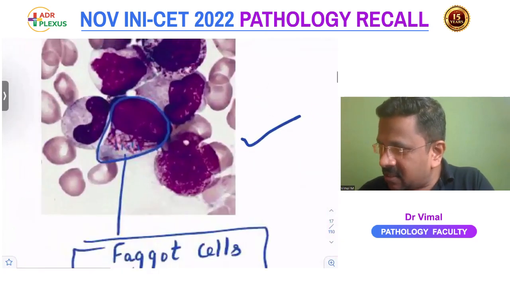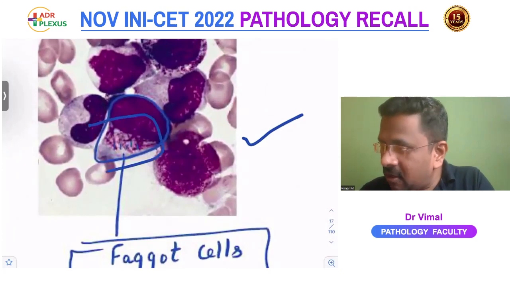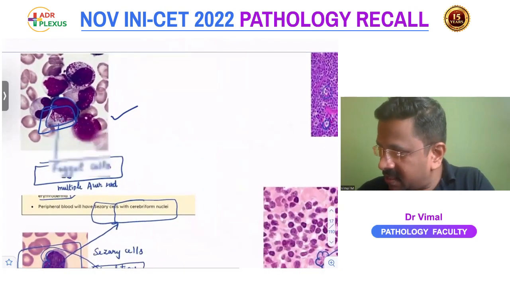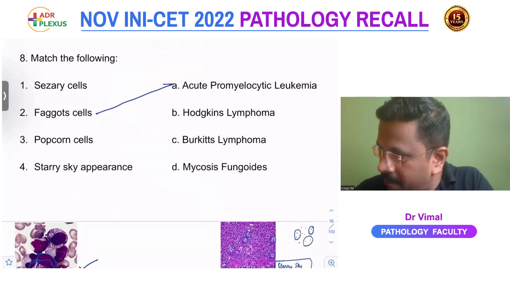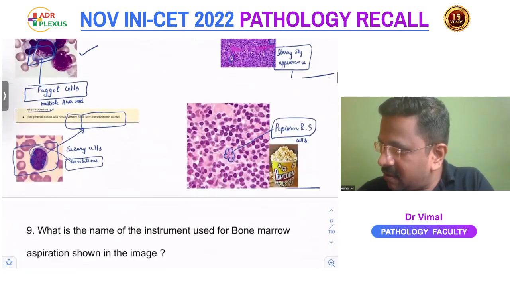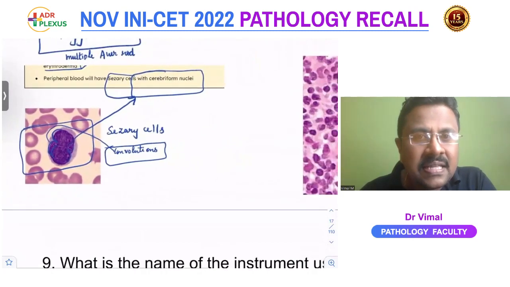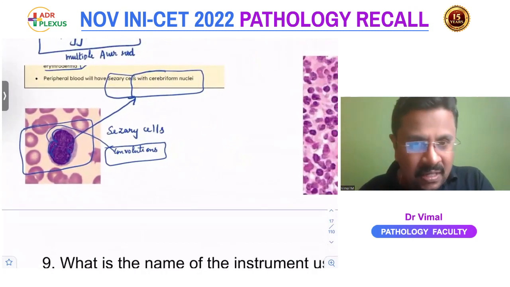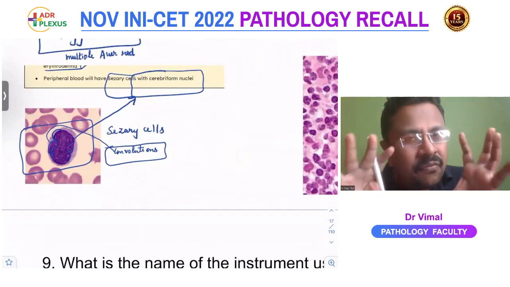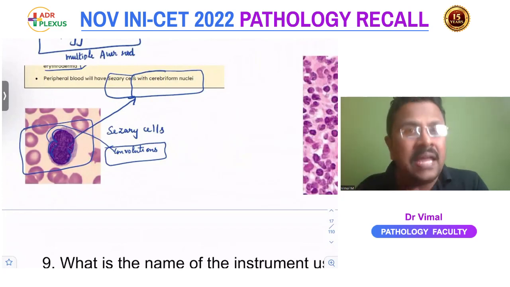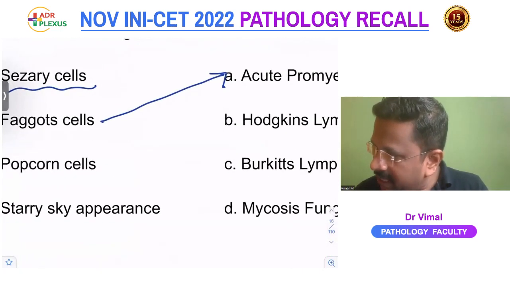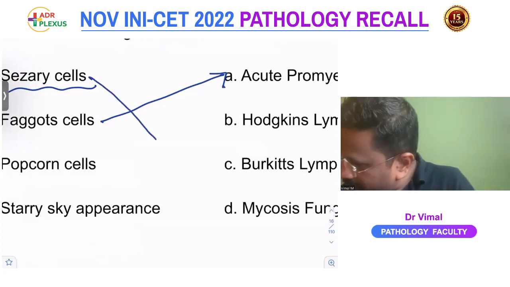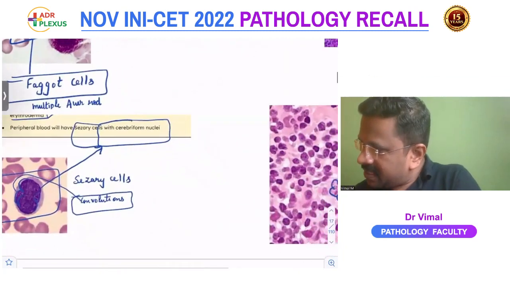You can see here we have highlighted that these are the Faggot cells with a lot of Auer rods, and these are the Faggot cells which you can see in your APML, that is acute promyelocytic leukemia. And what are Sézary cells? As we have discussed, Sézary cells have characteristic cerebriform nuclei. These Sézary cells, with cerebriform nuclei, are characteristically seen in mycosis fungoides. Yes, Sézary cells are seen in mycosis fungoides.